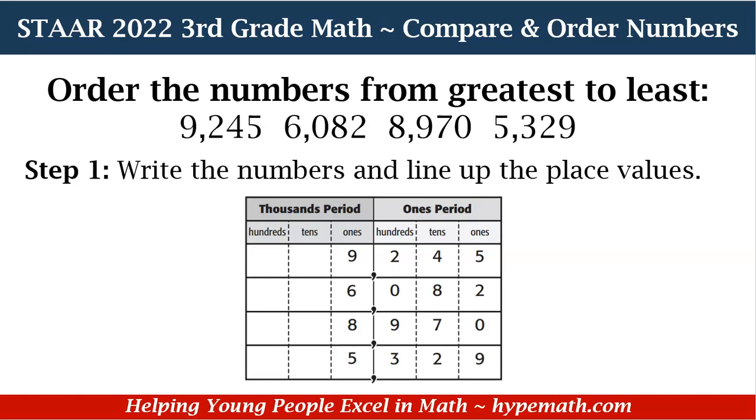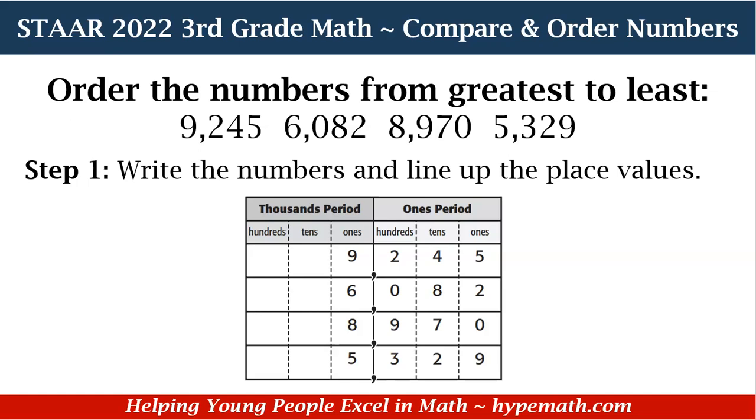We see that we have 9,245, then 6,082, 8,970, and 5,329. They're all lined up neatly in the place values.